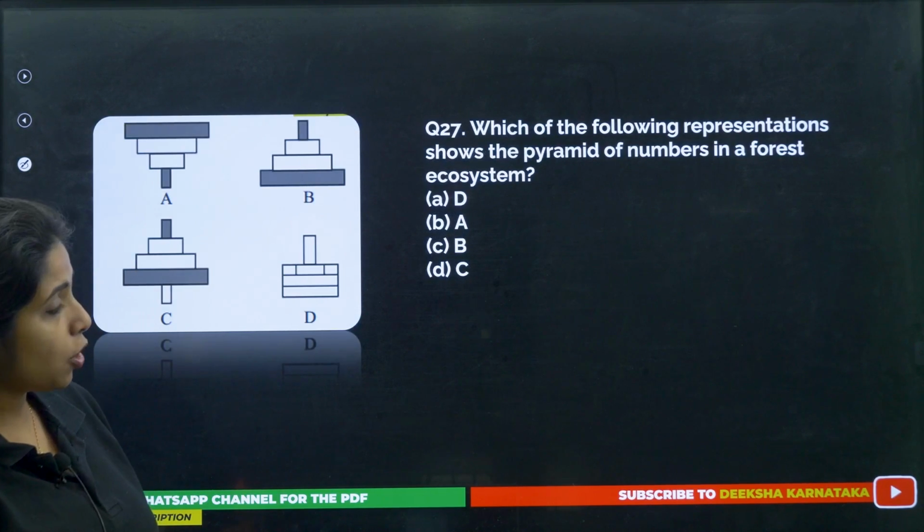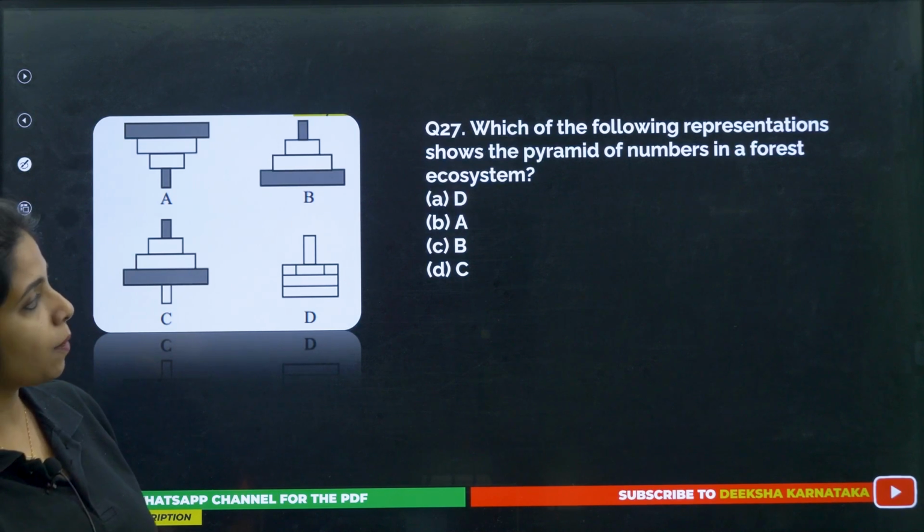Now, which one of the following representations show the pyramid of numbers in a forest ecosystem?